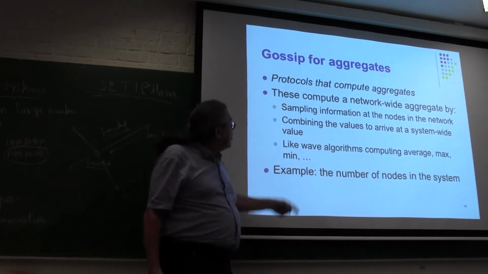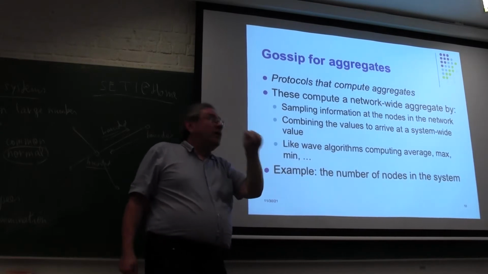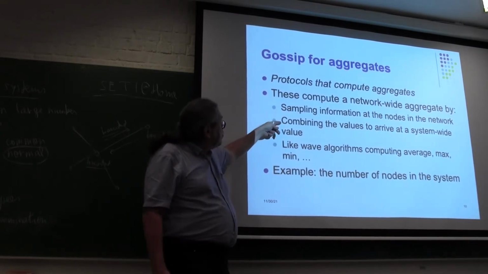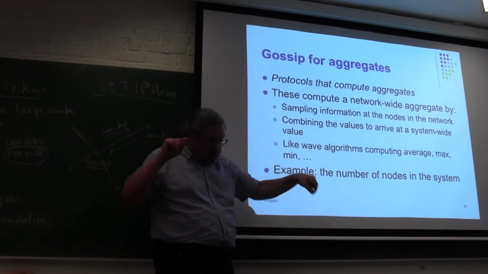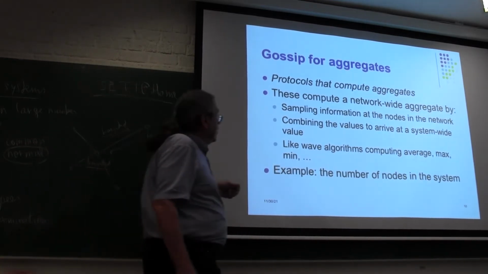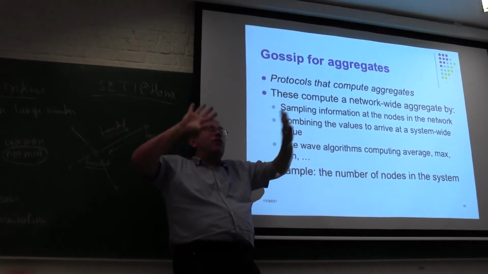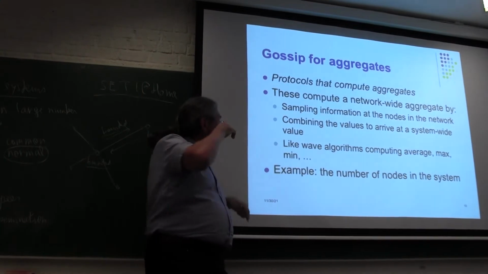How do you do that? Well, the gossip can do that. It will sample the information at all the nodes, and it will combine the values, for example, adding them up or finding an average. You have things called wave algorithms, because the information is kind of propagating out and then coming back.